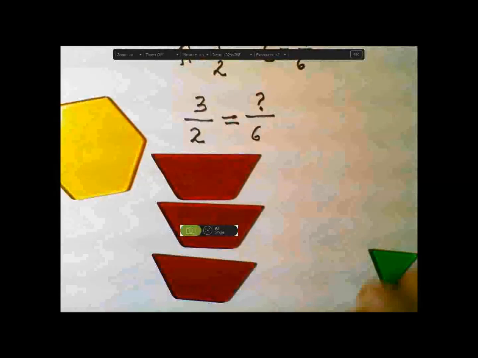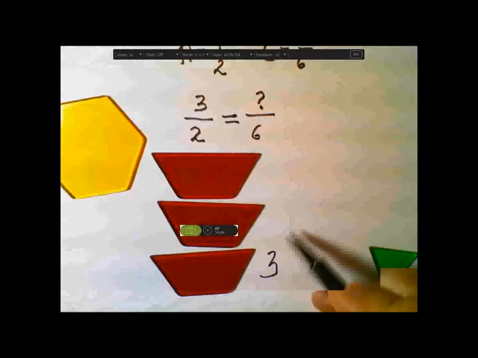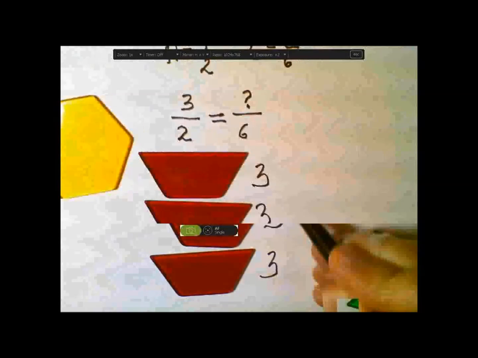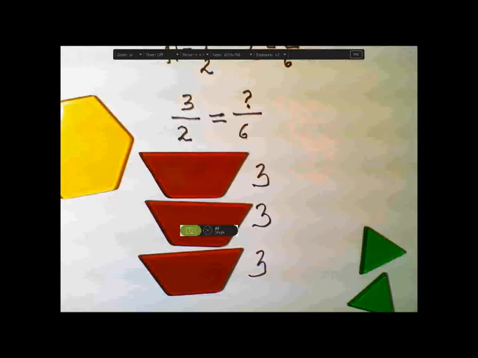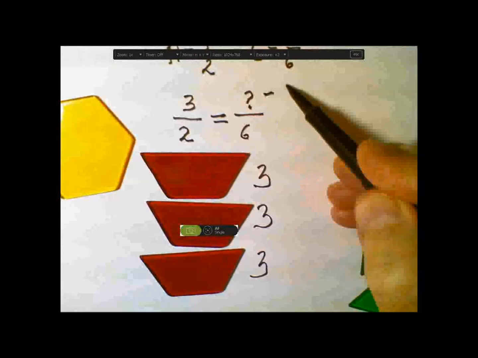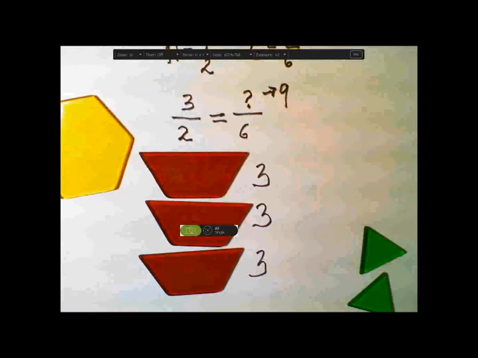So Dylan, I'm going to have 3 6ths here, 3 6ths here, and 3 6ths here. Therefore, how many 6ths altogether would 3/2 be? 3, 3, 3. 9. It's going to be 9 6ths. Okay, Dylan, thank you very much. Thank you for being the first volunteer. It takes courage to be the first volunteer. Can we give Dylan a hand, please, everybody?